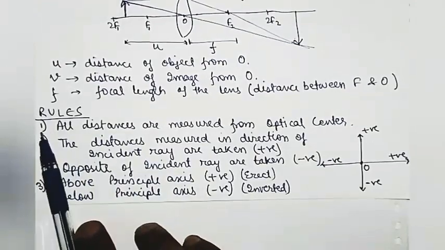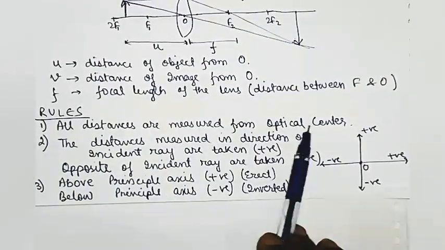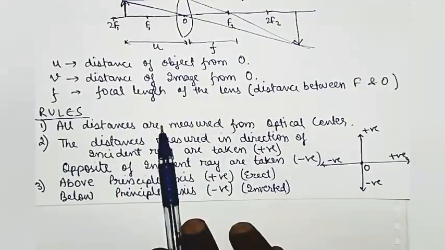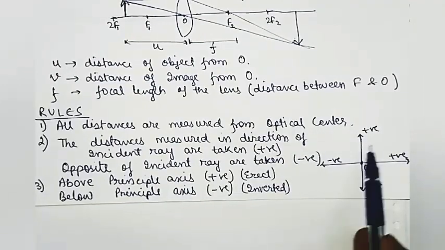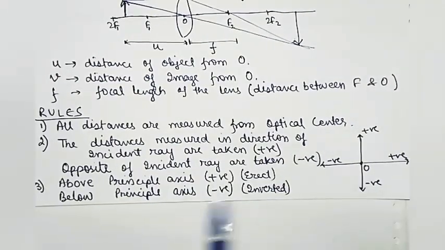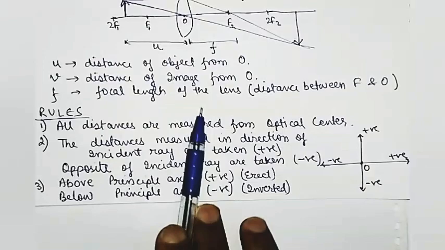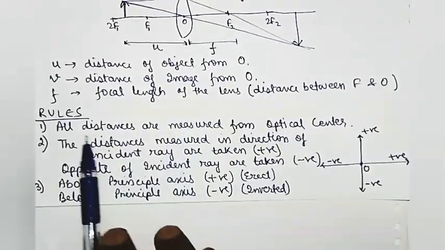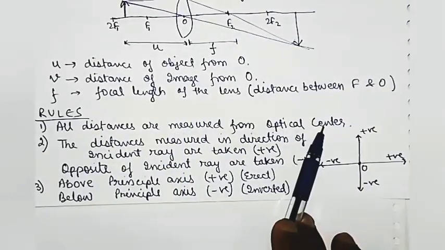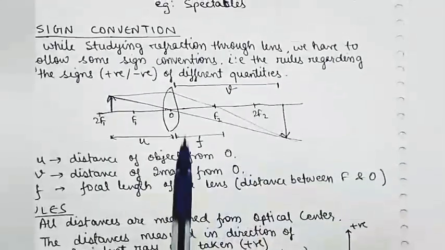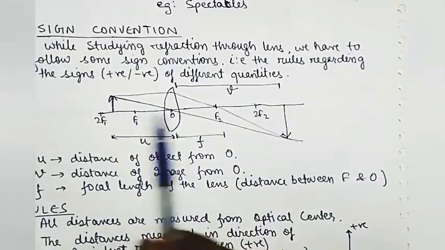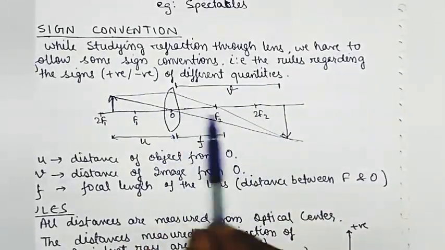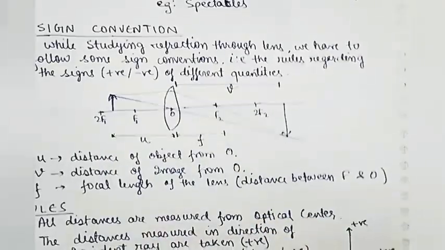First thing, all distances are measured from the optical center. This is the first rule. As in the coordinate system, all measurements are taken from the center point, so in refraction through lenses, all the distances are measured from the optical center. Like in this one, this is the optical center, and all the distances are measured from this point only. This is the focal length, this is the image, and this is the object.